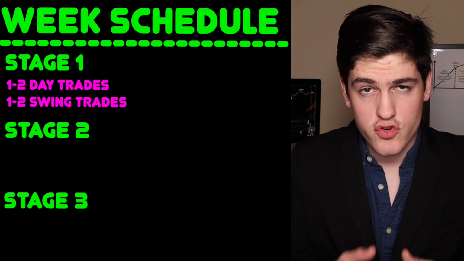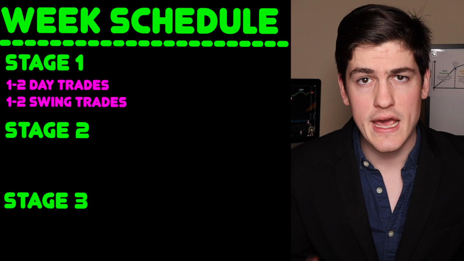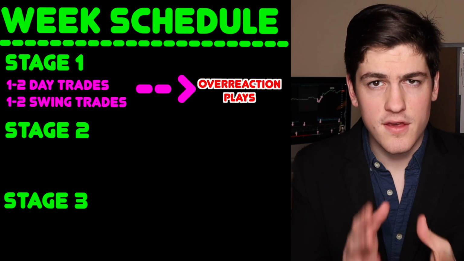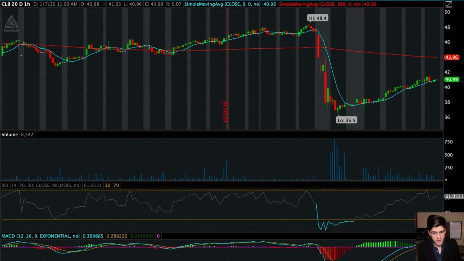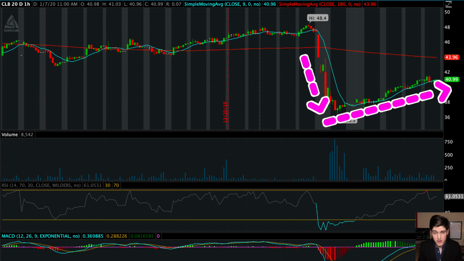But either way, we do trade like spoiled brats, and that means only taking the most conservative of setups. These usually come in the form of overreaction plays. That means plays that have traded solidly and then got beat down on bad news and are now showing signs of recovering. CLB is a fairly strong example of this. It got beat down to overreaction lows at 36.5 and then had clean running up since every reaction is an overreaction. But there's different ways to play this.